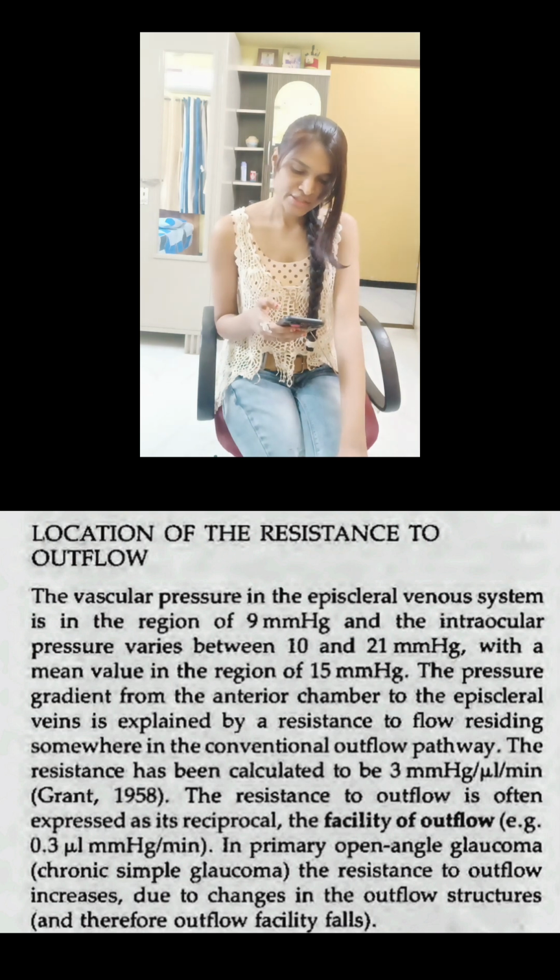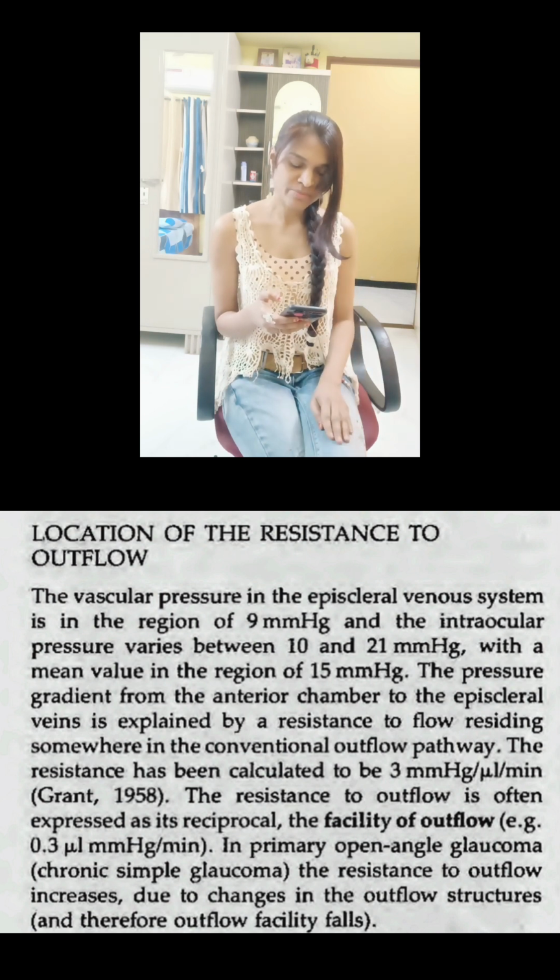Location of the resistance to outflow. The vascular pressure in the episcleral venous system is in the region of 9 mm of mercury, and the intraocular pressure varies between 10 and 21 mm of mercury, with a mean value in the region of 15 mm of mercury. The pressure gradient from the anterior chamber to the episcleral veins is explained by a resistance to flow residing somewhere in the conventional outflow pathway.